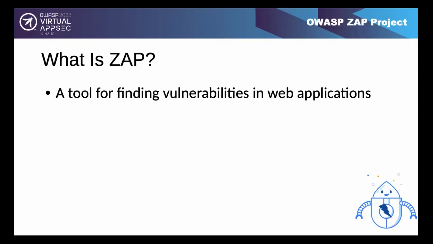ZAP is a tool for finding vulnerabilities in web applications. And I think the key thing here is that it's trying to find vulnerabilities in custom web applications. So we're not looking for CVEs typically, and we look for some, but we're not looking for known vulnerabilities in known applications. There are other tools that do that very well. We're looking for new vulnerabilities in new applications. This means if you write a new web application, and no one's ever looked at it, so there'll be no CVEs, ZAP will still potentially find a whole load of potential problems with it.